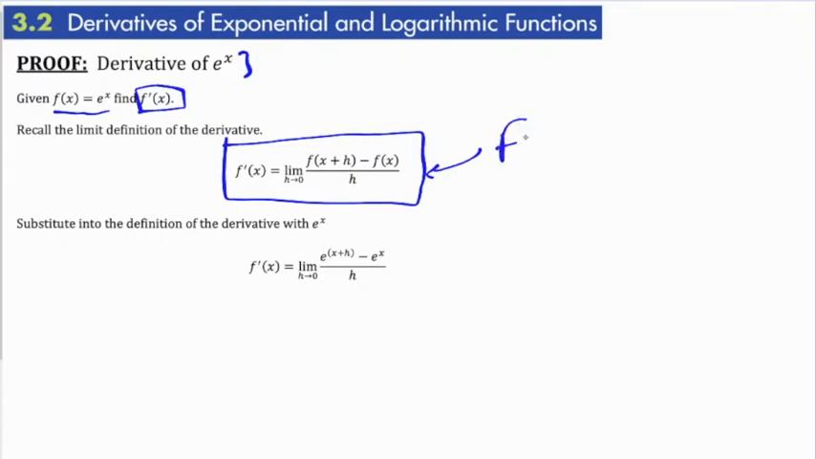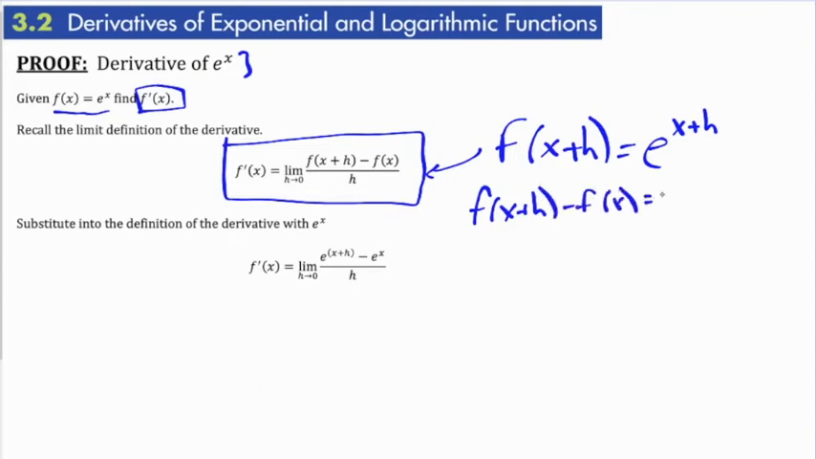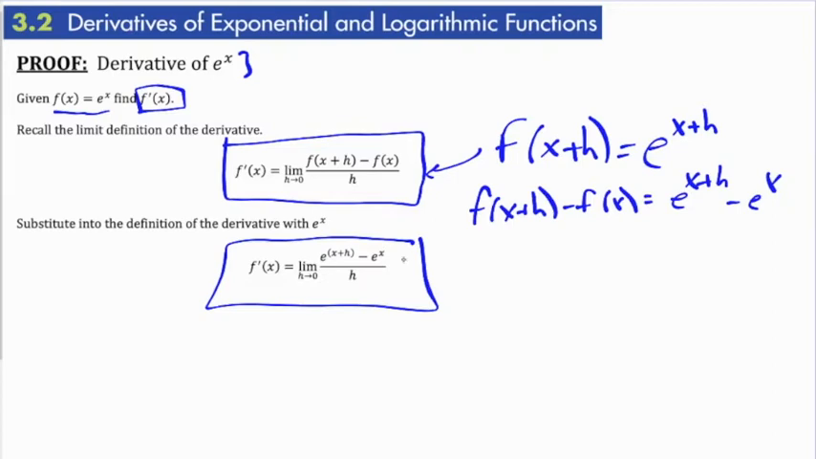So we begin by replacing the x with x plus h, and that gives us e to the x plus h power, and f of x plus h minus f of x would give us e to the x plus h minus e to the x, and that's what we see down here in the numerator, and the denominator is simply h, and the limit as h goes to 0.